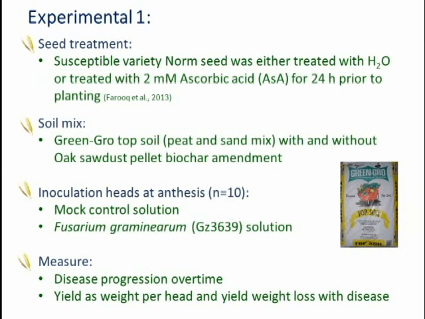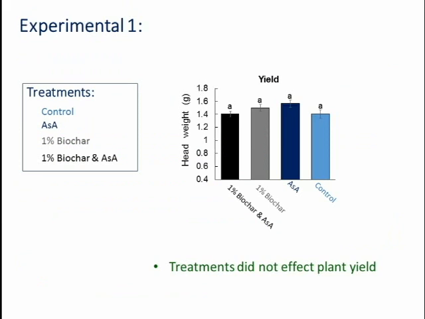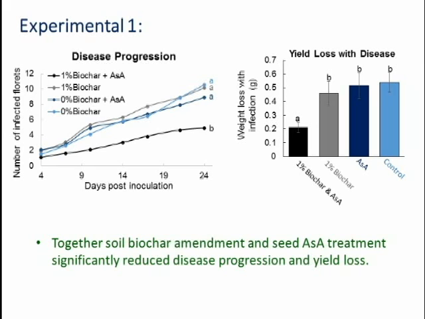First, we just looked at the yield of the wheat heads under each of the different varieties, each of the different treatments. Although it has, in several publications, been shown that biochar can increase wheat yield, at least under our conditions, we did not see this increase. But what we did see is a reduction in disease progression and yield loss with disease in the plants that were in soil containing biochar and also had the supplement of ascorbic acid, or increased antioxidants. So it could potentially have a synergistic effect between the two.